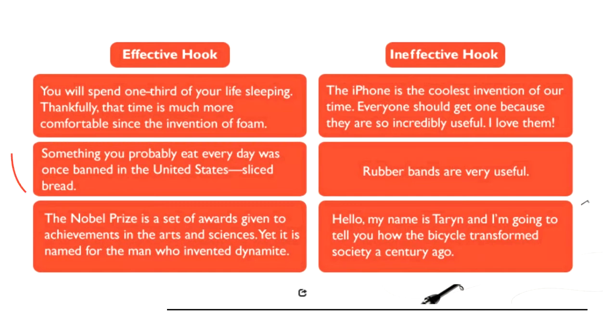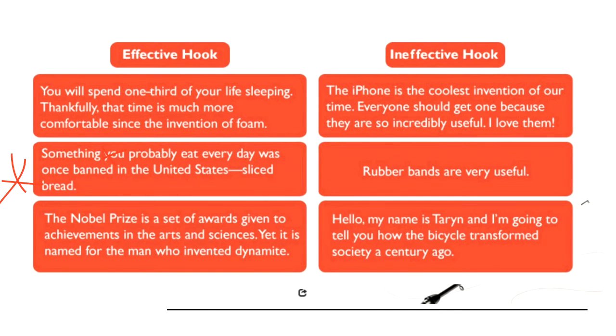So another effective hook, this is how your hook should look. Something you probably eat every day was once banned in the United States: sliced bread. The only thing that I don't like about this is the "you." So you could change it and put "something that people eat every day was once banned in the United States." That would be good. That's an effective hook.